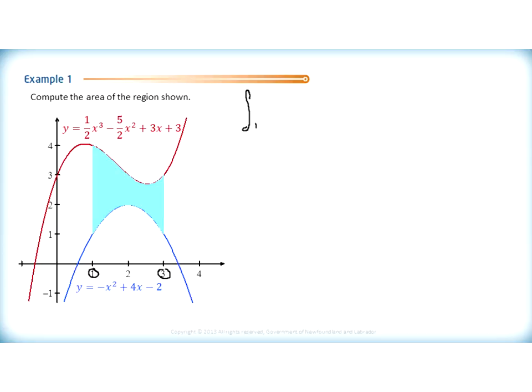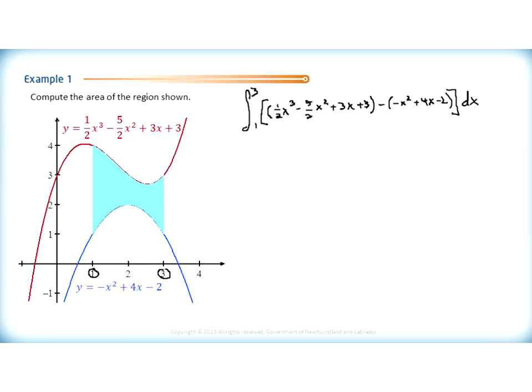So I'm going to go from 1 up to 3 of the top curve minus the bottom curve. I don't care if you call them f or g or spaghetti and meatballs, but I'm going to write them in there as the top curve, which is 1/2 of x cubed minus 5/2 of x squared plus 3x plus 3, and then we have to subtract the other curve, which is negative x squared plus 4x minus 2, and all of that multiplied by the magic dx, and that integral should give us the right area.